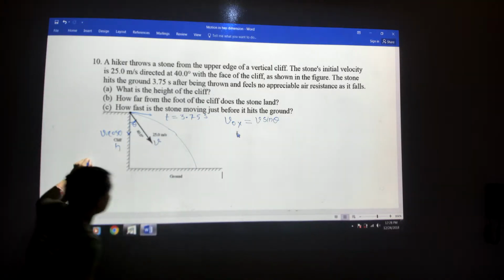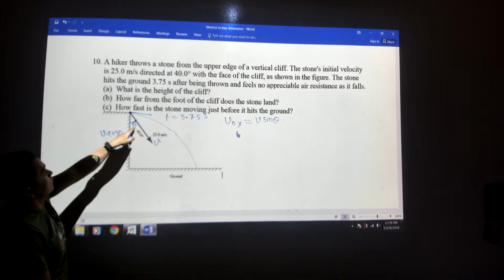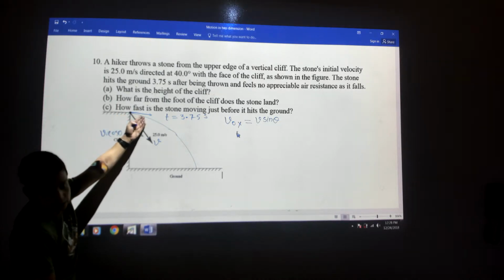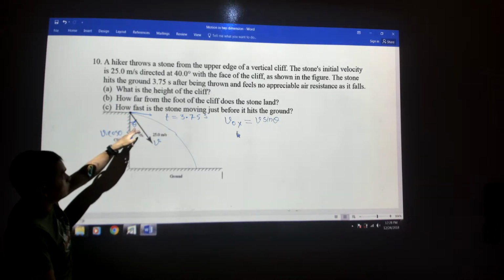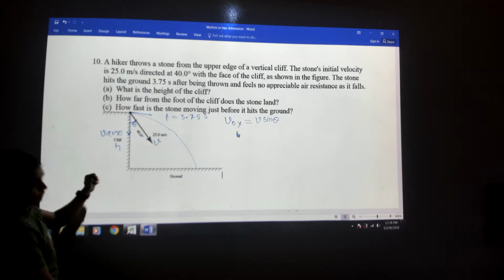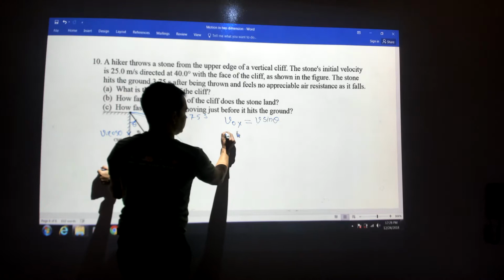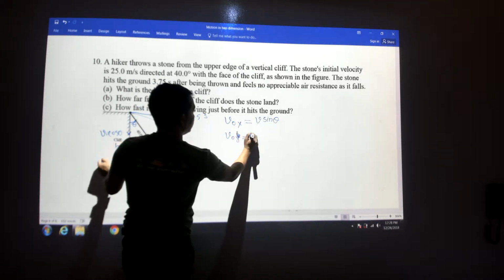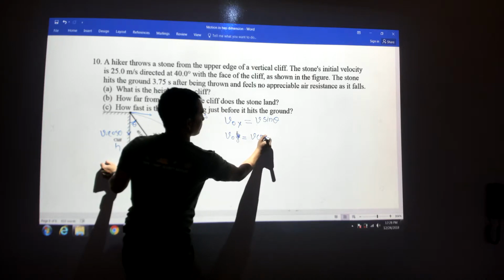Remember, if this angle is theta, the closer side is always cosine theta, and the further side is sine theta. If this angle is theta, closer is cosine, and further is sine. So this is v0y would be v cosine theta.